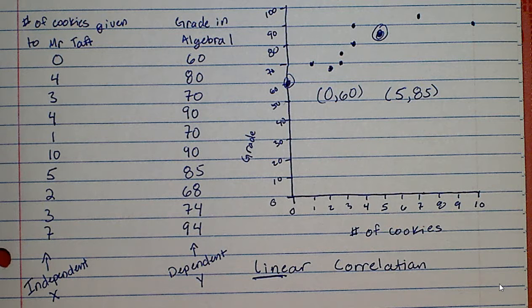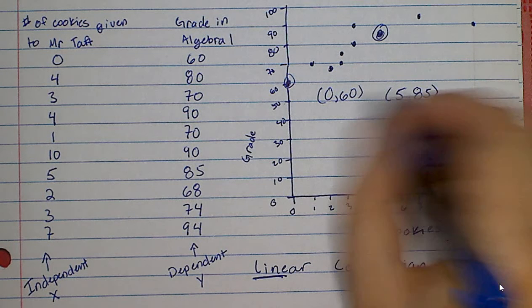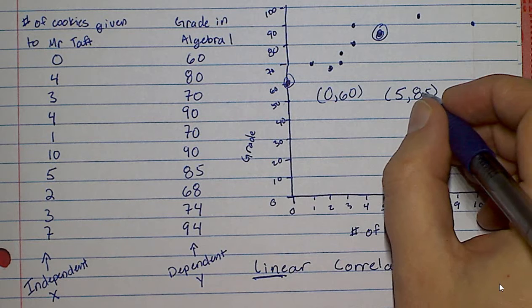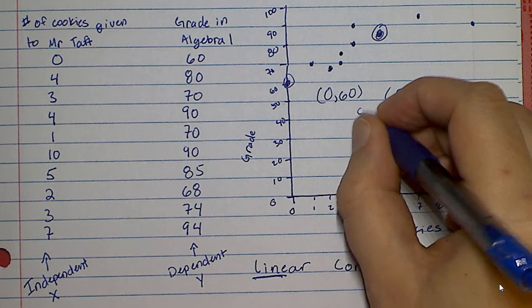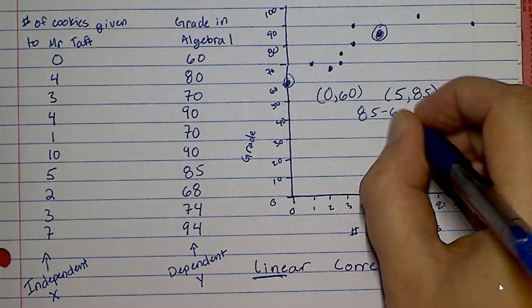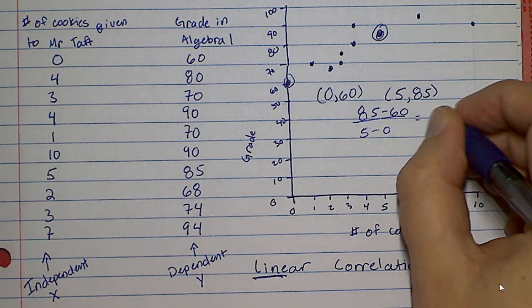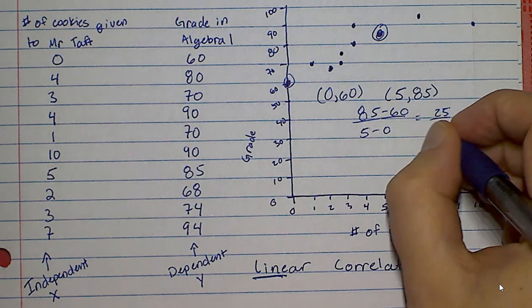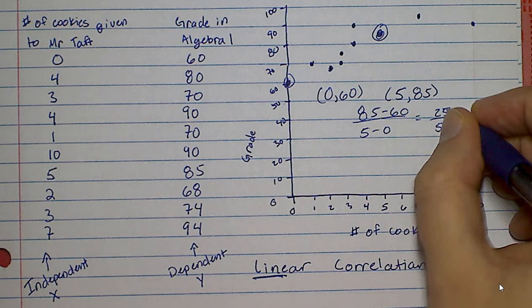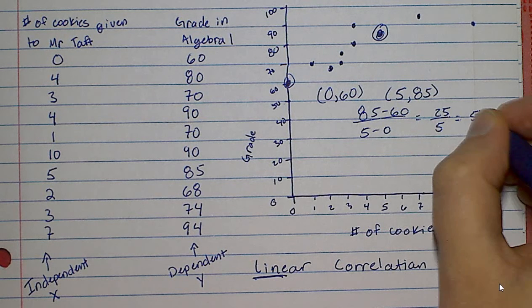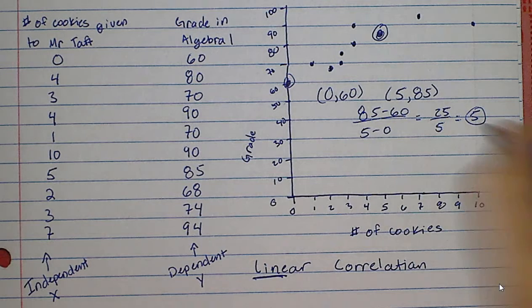So first thing I'm going to do is find the slope between these 2 points. So 85 minus 60 over 5 minus 0. 85 minus 60 is 25. 5 minus 0 is 5. 25 over 5 is 5. So that's the slope. And then I'm going to pick one of these 2 points.